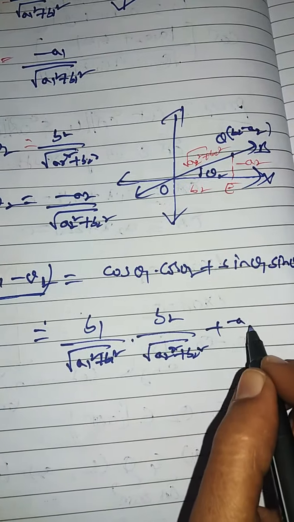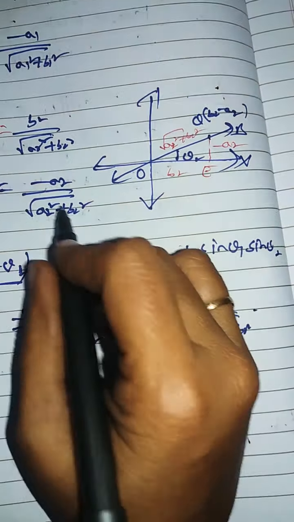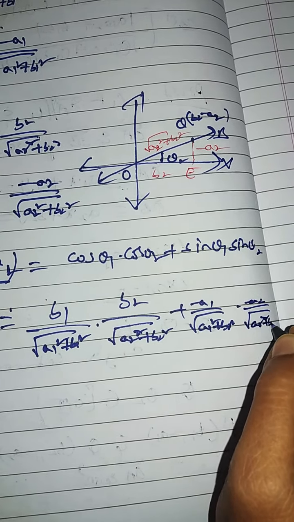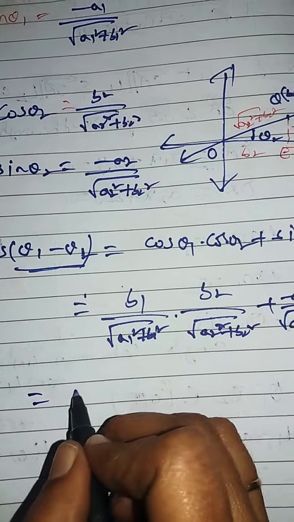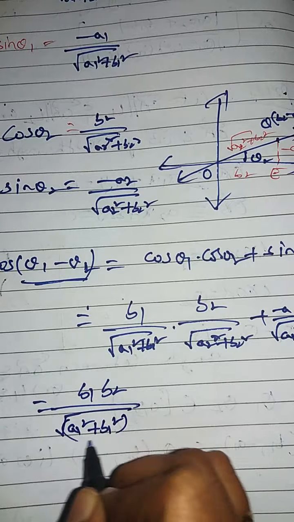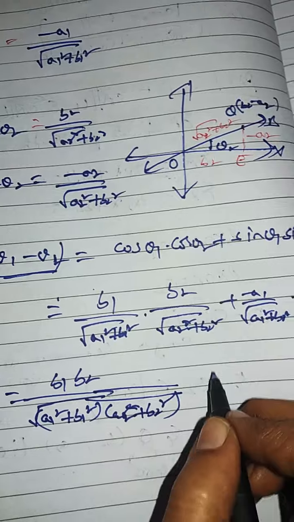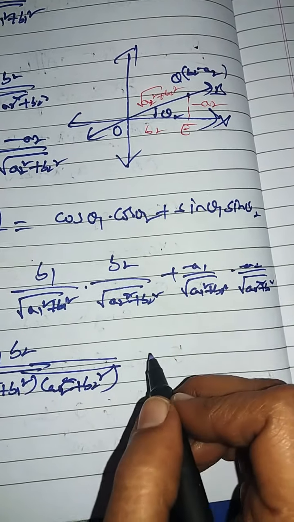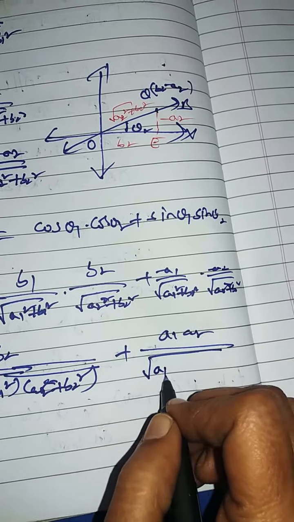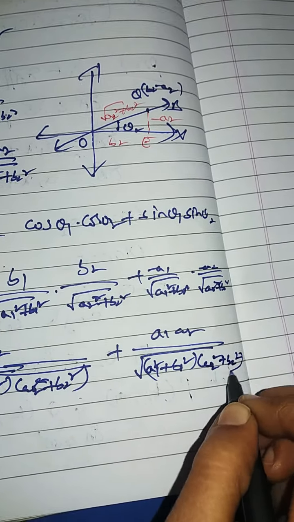A1 by root of A1 square plus B1 square. Sin theta 2 is minus A2 by square root of A2 square plus B2 square. Now we will get here B1 B2 by root of A1 square plus B1 square into A2 square plus B2 square. Here minus into minus is plus, plus into plus is plus only. A1 A2 by root of A1 square plus B1 square into A2 square plus B2 square.